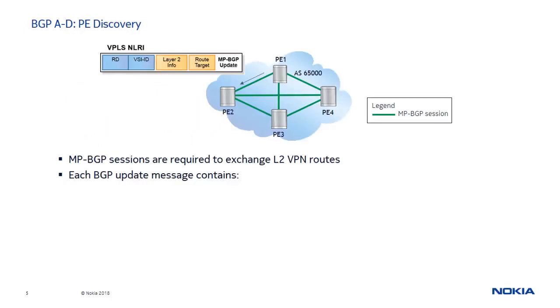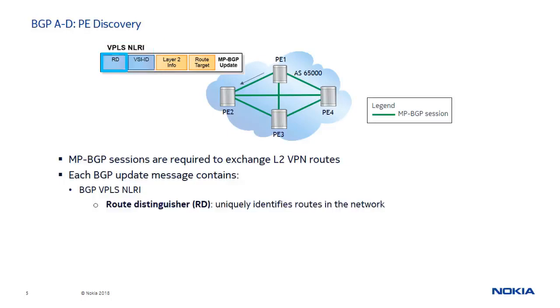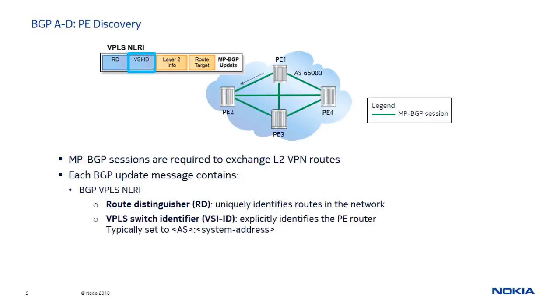Each BGP update message contains a BGP VPLS NLRI that includes a route distinguisher, or RD, and a VPLS switch identifier, or VSI ID. The route distinguisher is used to differentiate between routes in the network, and each VPLS service must have a unique RD. The VSI ID uniquely identifies the specific VPLS switch instance. The Nokia 7750 SR automatically creates a VSI ID using the assigned autonomous system and the system address. However, the VSI ID can alternatively be manually configured.